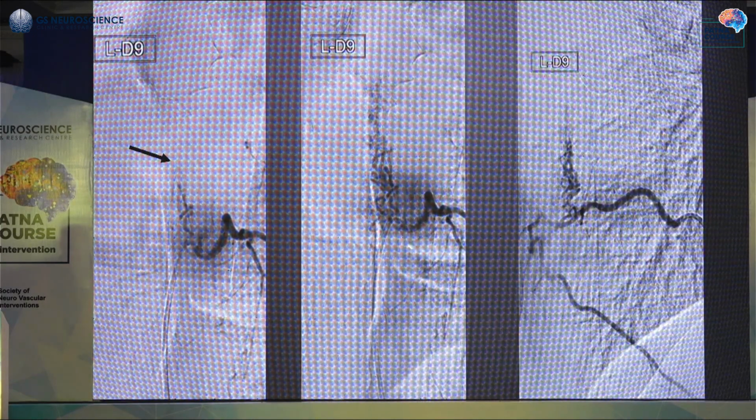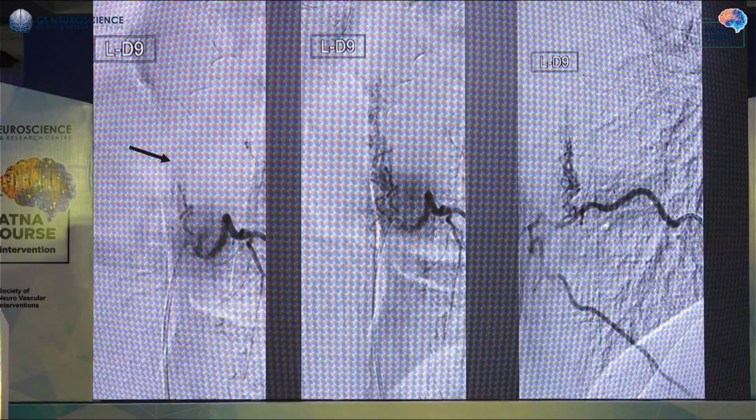But the most important thing is you take a lateral view. It's extremely useful. You see the fistula here, you see the network of veins here. You see the radicular vessel, the anterior spinal artery is filling here. So that's exactly what you need to see. That's the importance of having a lateral angiogram in the spine.